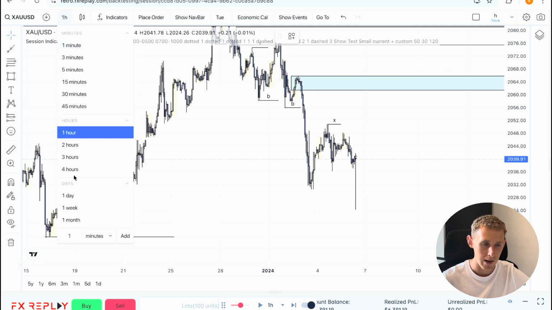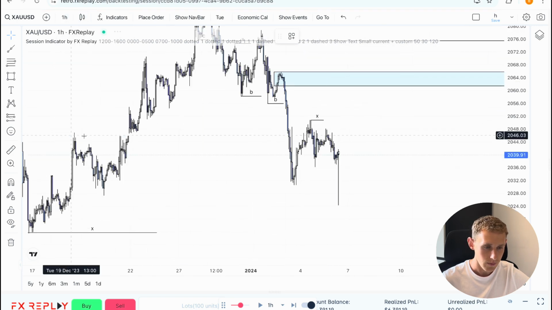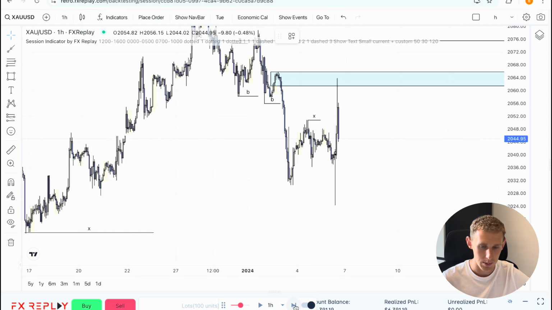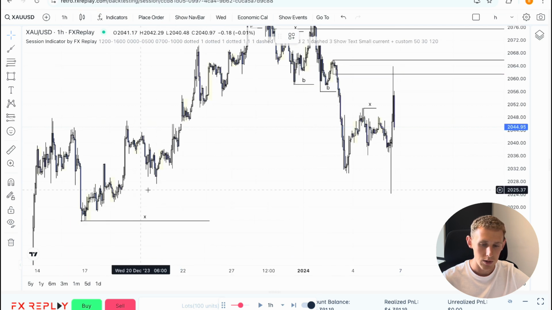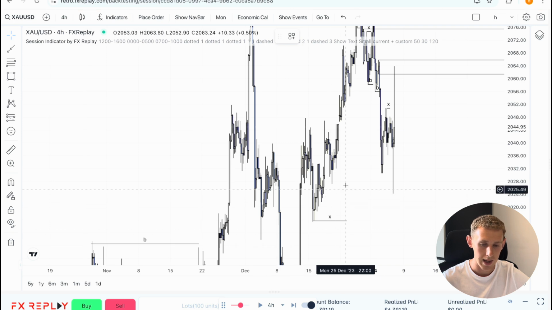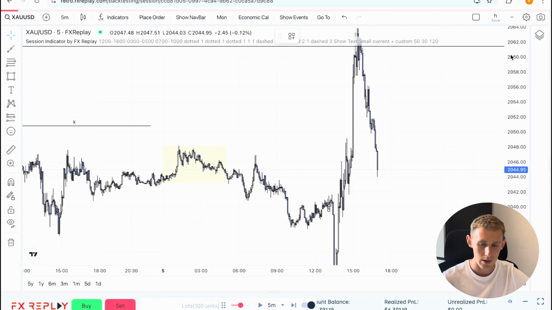We still have that 4-hour supply zone just above as well. So let's see how this develops. Okay, nice. So price has wicked into our 4-hour supply zone. Notice as well where it's reacting from. It's not really reacting from anything significant that's likely to cause it to reverse to the upside. So still looking for the shorts here.